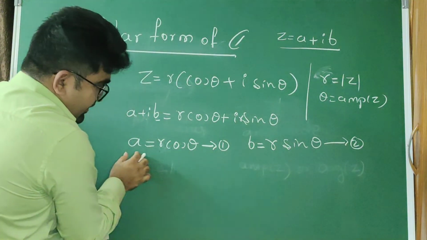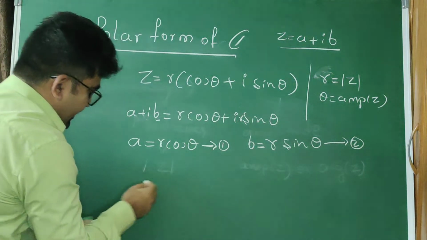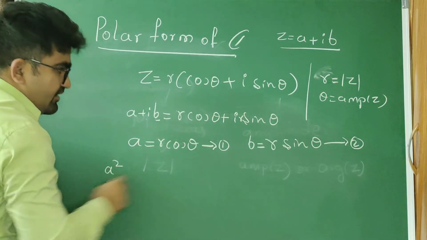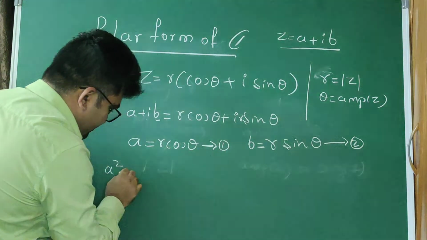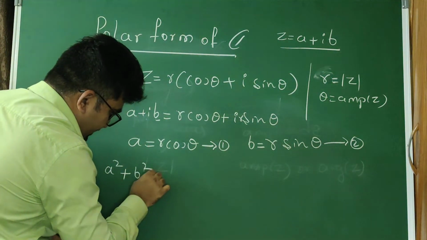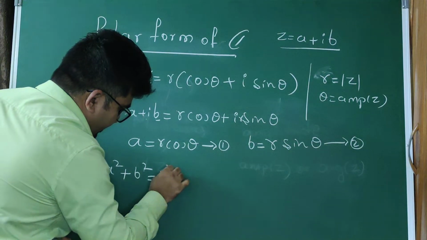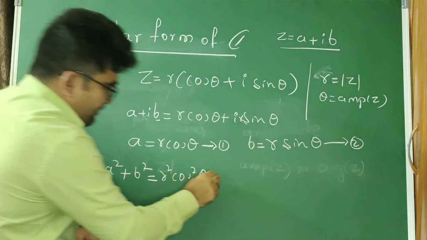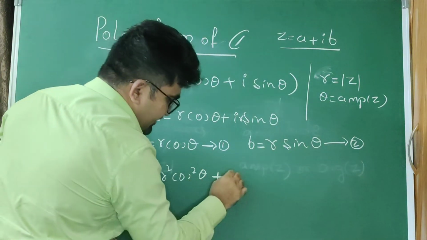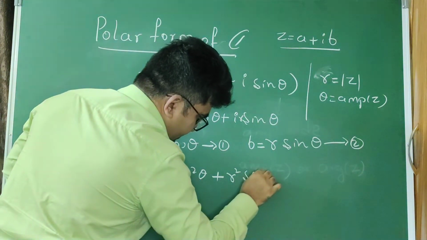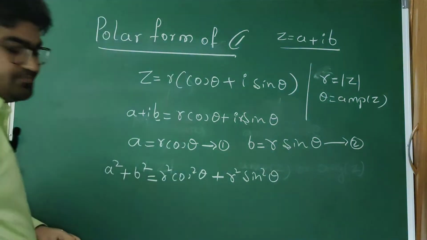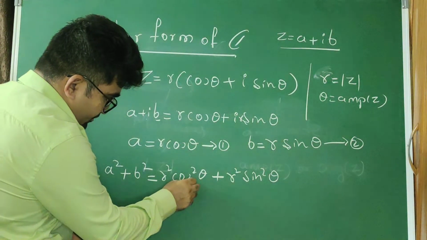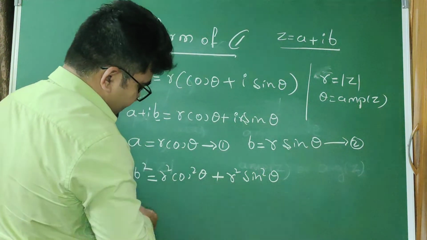ನಾನು ಏನು ಮಾಡ್ತೀನಿ? Squaring and adding ಮಾಡ್ತೀನಿ. Now in square ಮಾಡಿದ್ರೆ this will become a square, ಮತ್ತೆ add ಮಾಡ್ತಾ ಇದ್ದೀನಿ, plus b square which is equal to, ಇದನ್ನ ಸ್ಕ್ವೇರ್ ಮಾಡಿದ್ರೆ r square into cos square theta. ಸರಿ ಹೋಯ್ತಾ? Plus this is right hand side, r square into what we have here, sin square theta. Okay, now this will become a square plus b square is equal to r square into cos square theta plus r square into sin square theta.